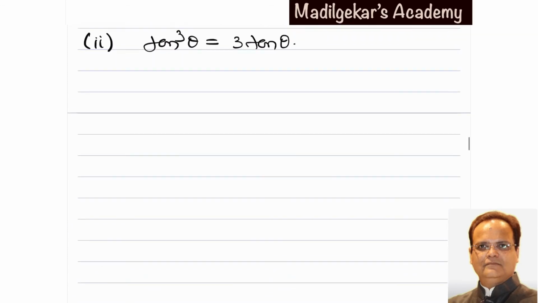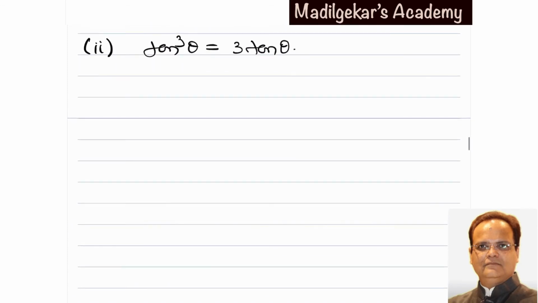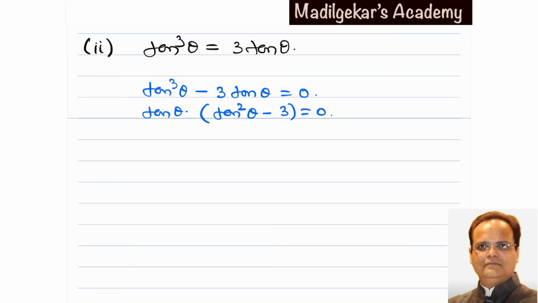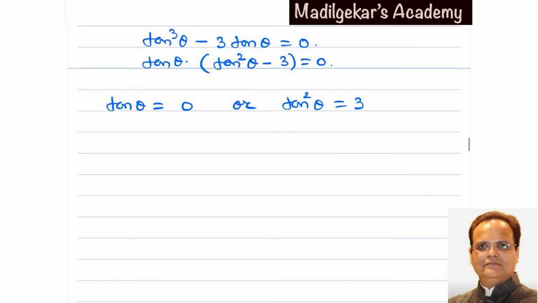Second bit. Here tan cube theta is given as 3 tan theta. You can take 3 tan theta to the left side, equals 0. In the next step, take tan theta common. So in the bracket, we have tan square theta minus 3 equals 0. So tan theta equals 0, or tan square theta will be 3.